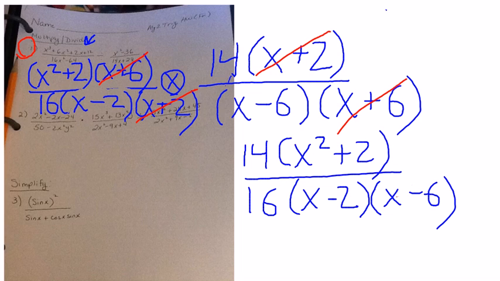Okay, and then I can reduce 14/16. They're both divisible by 2. 14 divided by 2 is 7. 16 divided by 2 is 8. So I've got 7 over 8. And that looks good enough for me.